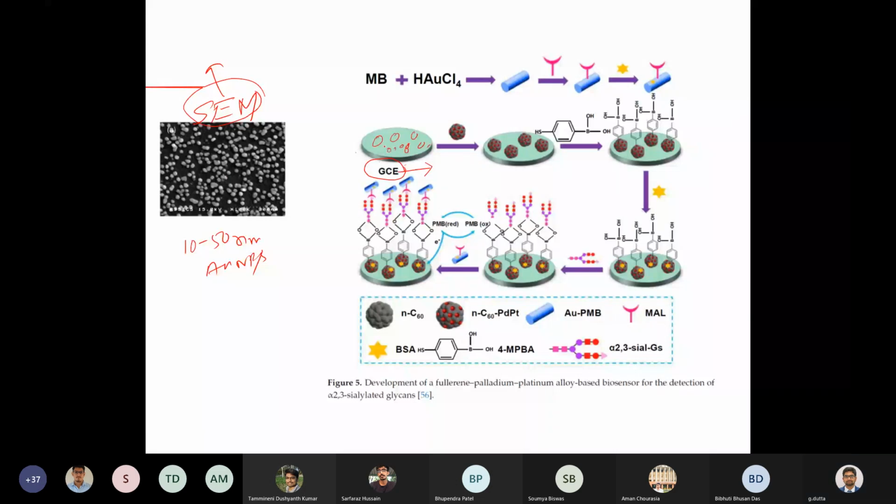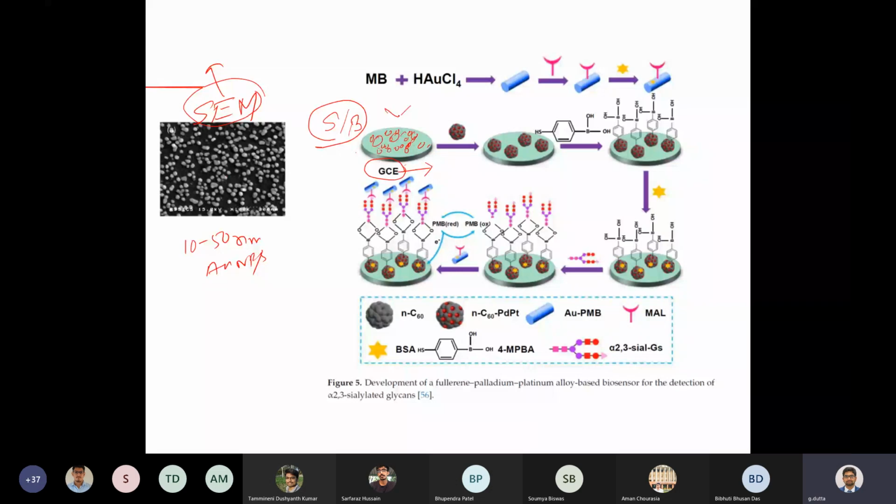Why? Because of the nanomaterial size, it can increase the surface area and the surface energy. Because of this, we will get a higher signal to background ratio. So we first immobilize some gold nanoparticles on the surface, then on that surface we can immobilize our antibody.